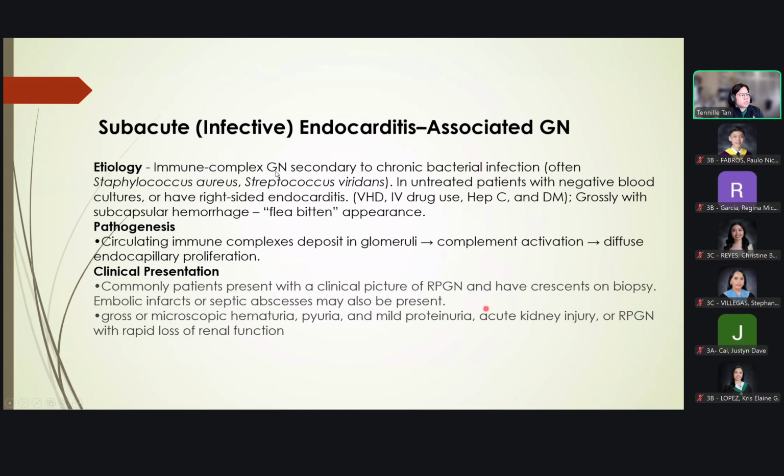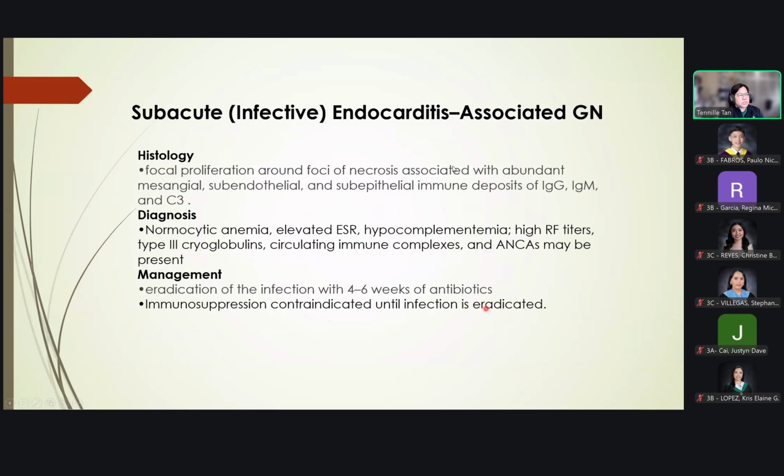So histology, focal proliferation around foci of necrosis, associated with abundant mesangial, subendothelial, and subepithelial immune deposits of IgG, IgM, and C3. So the diagnosis, usually when you have a patient that presents with a history, usually of endocarditis or some sort of infection, they will have normocytic anemia, elevated ESR, hypocomplementemia, high RF titers, sometimes presence of type 3 cryoglobulins, and increase in circulating immune complexes and ANCAs may also be present.